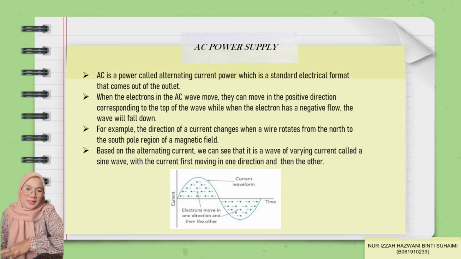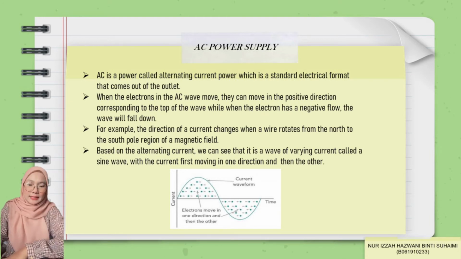Okay, based on the AC power supply, AC is a power called alternating current power, which is standard electrical format that comes out of the outlet. We also know that the name comes from the waveform taken by the current.